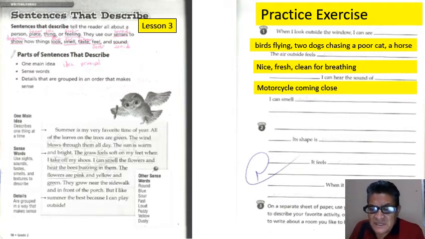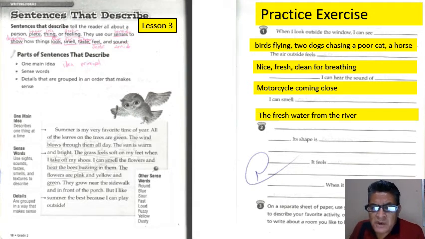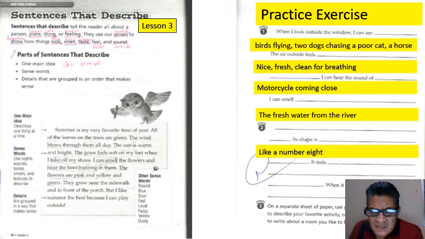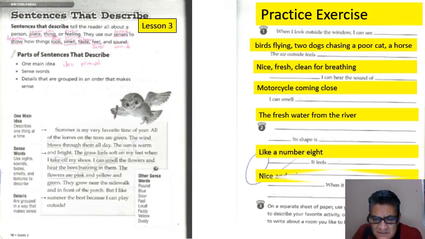I can smell, see, with the nose, the fresh water from the river. So there's a river that is very close to the house, and you can smell it. You can smell the fresh water. Its shape, see? It is like a number 8, so it's very big, and it has two big circles as it moves. It feels nice and relaxing. Rivers give you that.